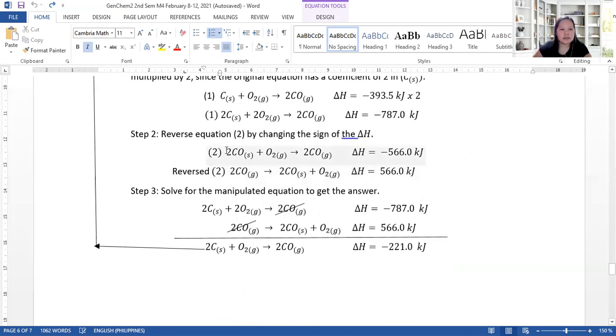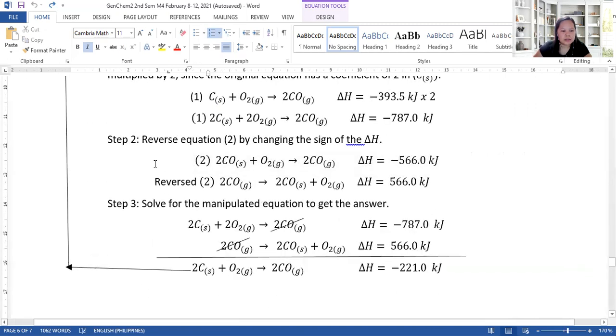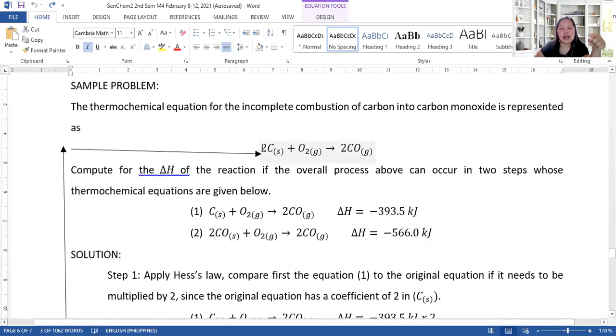So let's have step number 2. This is the equation there at the above. It has an enthalpy of reaction of negative 566 kilojoule, and then I reverse it, okay? And then the sign turns from negative to positive. After step 1 and step 2, you proceed to step 3. It says solve for the manipulated equation to get the answer, if your answer is the same with the original equation given at the top.